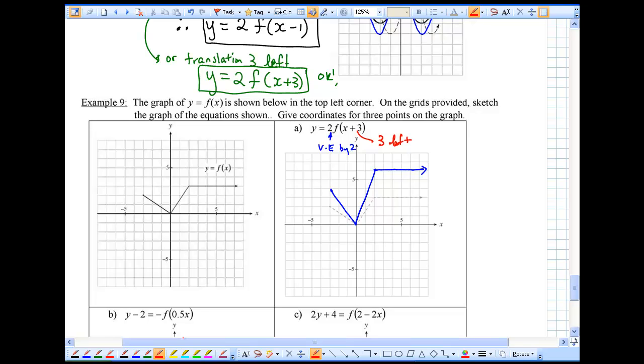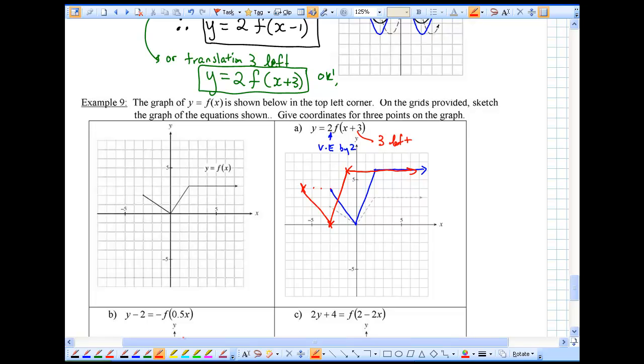Which means this point is 1, 2, 3. This point moves 1, 2, 3. This point moves 1, 2, 3. And the rest stay that way. Ta-da! You're done.